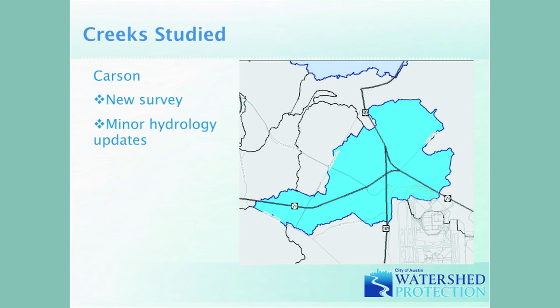The Carson Creek watershed, this is just north of the airport. You can see the airport on the south side, right at 183 and 71. On the east side of 183 has some gravel mine areas. And we had a new survey for Carson. We had studied Carson not too long ago, but the topographic information was not good and needed to be updated, so we added some survey information for Carson.